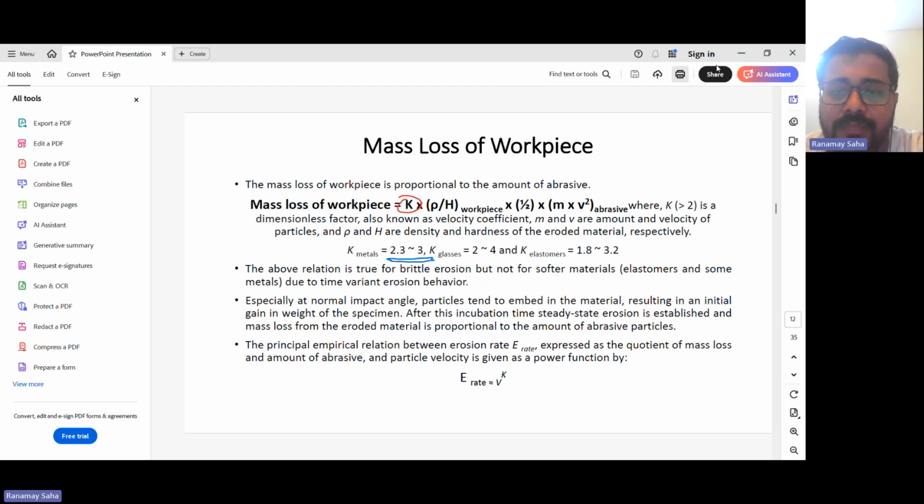Especially at normal impact angle, the particles tend to embed in the material, resulting in an initial gain in weight of the specimen. After this incubation period, steady-state erosion starts, and mass loss from the eroded material is proportional to the amount of abrasive particles. Then the principal empirical relation between the erosion rate, E rate, expressed as the quotient of mass loss and amount of abrasive, and particle velocity, is given as a power function by E rate almost equal to V raised to the power K. Okay. So given that, let's look at one question.